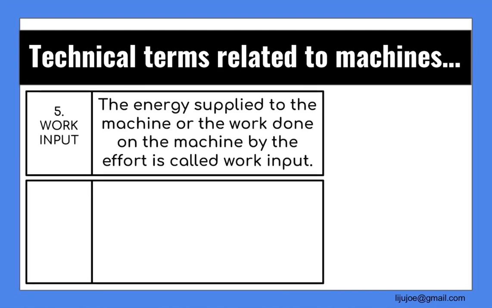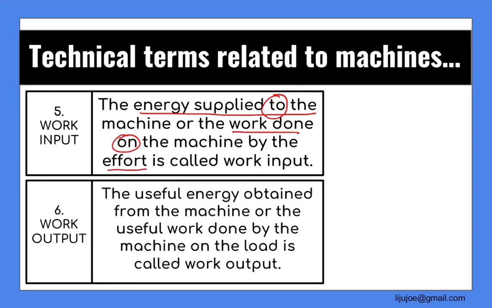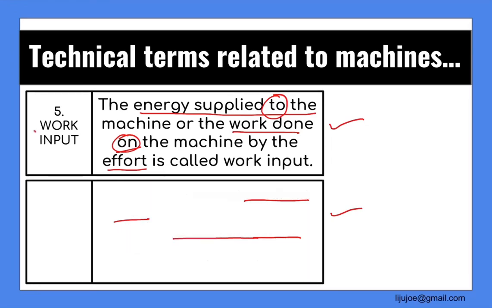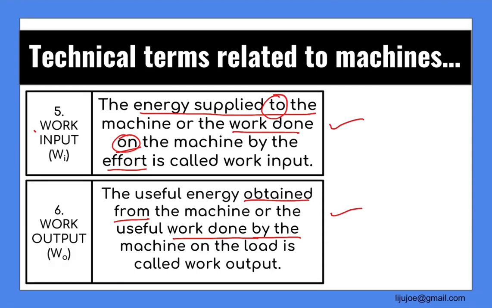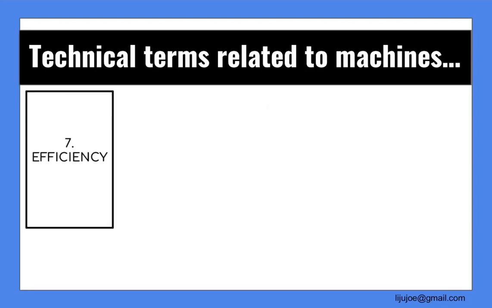Then work input. The energy supplied to the machine, or work done on the machine by the effort, is called work input. Then work output: useful energy obtained from the machine, or the useful work done by the machine. In the case of input, it is work done on the machine, but in the case of output, it is work done by the machine on the load. Work input is represented by the symbol WI, and work output is represented by the symbol WO. Okay, now let's go to the seventh and last technical term, which is efficiency.